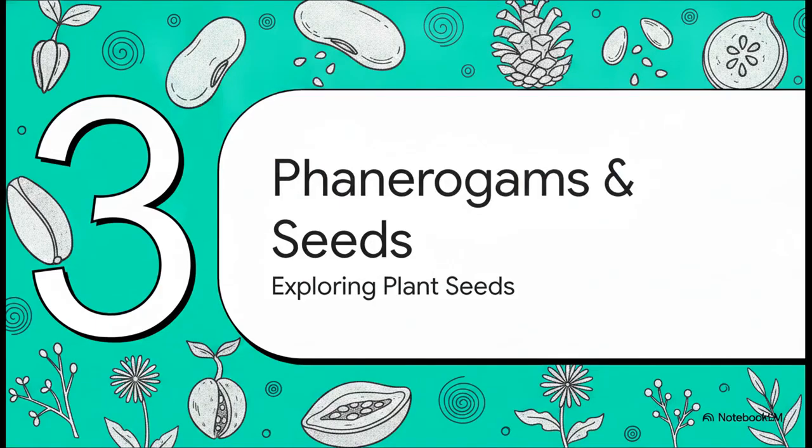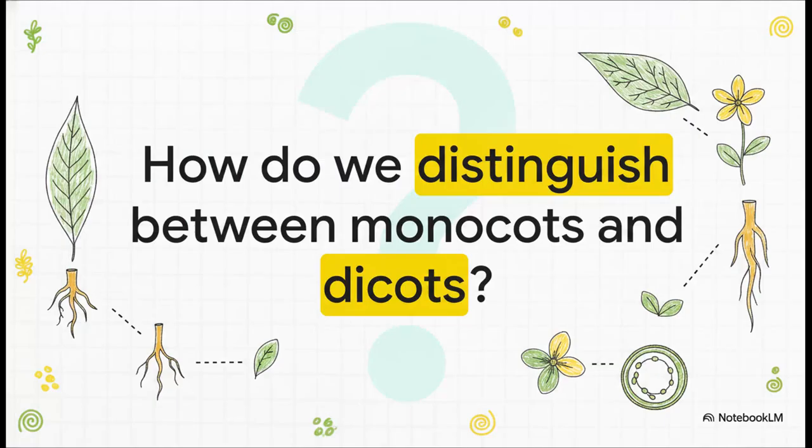Next up is Section 3, Exploring phanerogams and seeds. All right, let's shift gears a bit and skip down to the short answer section of this worksheet. Question 3b poses a pretty classic botanical challenge. It asks us to distinguish between monocots and dicots.